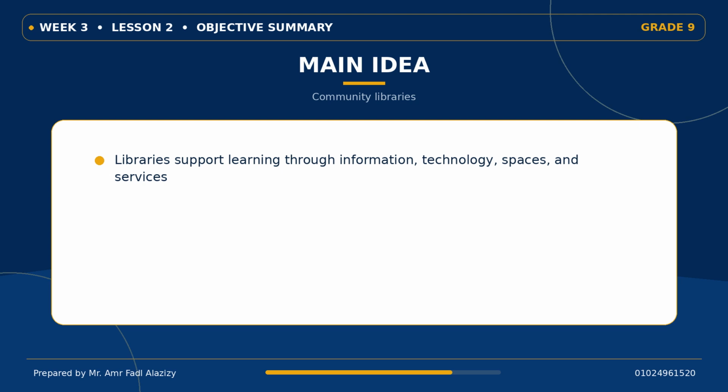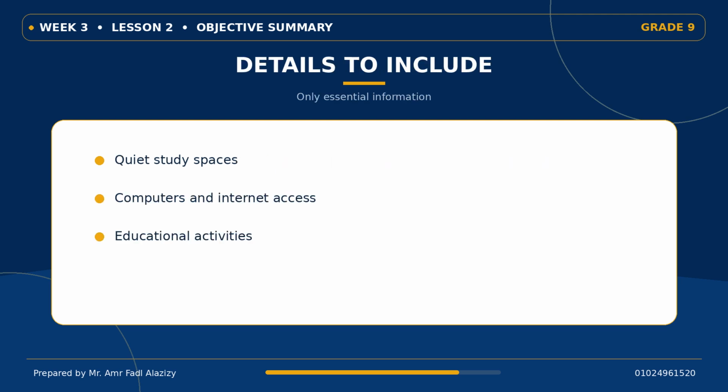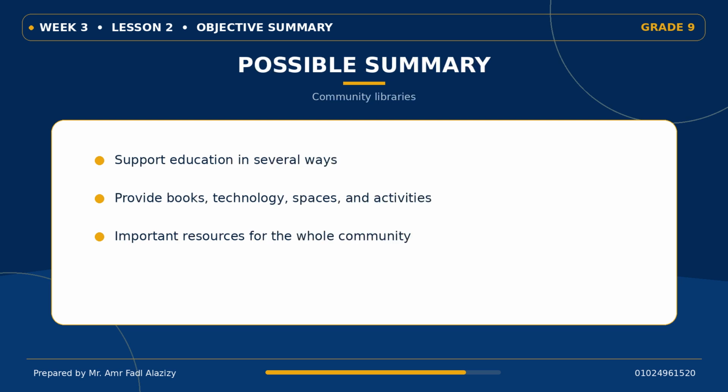Pause and think. What is the main idea? The main idea is community libraries support learning by providing information, technology, study spaces, and educational services. What details should appear in the summary? Libraries provide quiet study spaces. They offer computers and internet access. They organize educational activities.